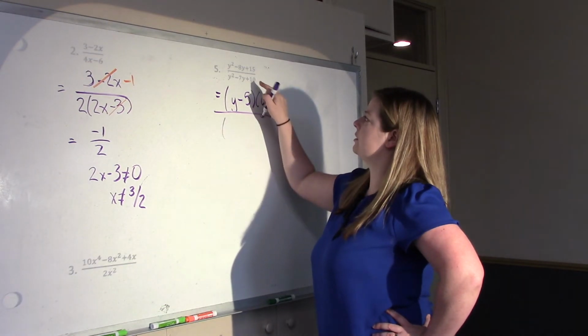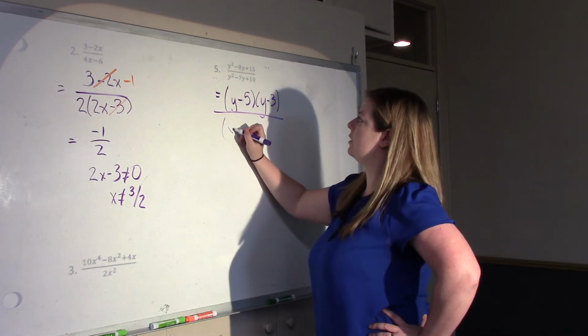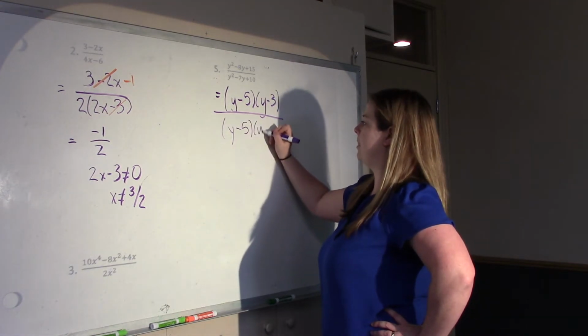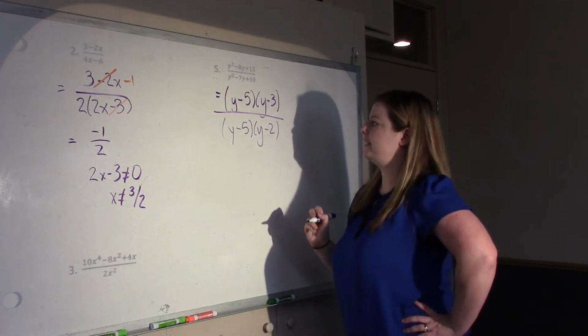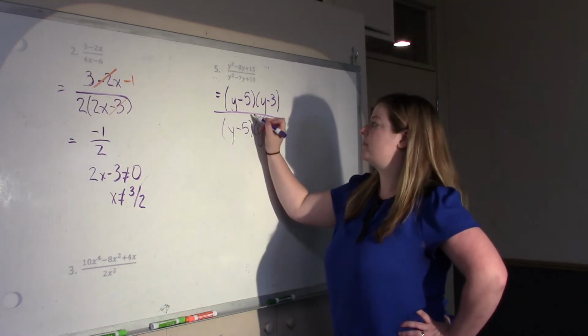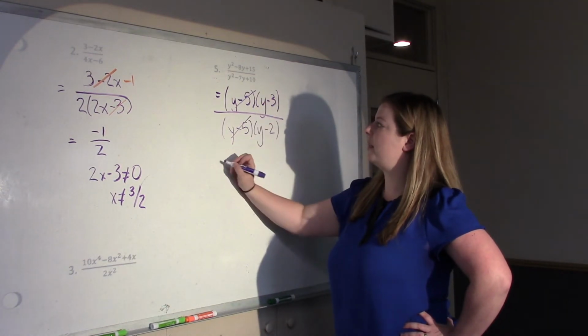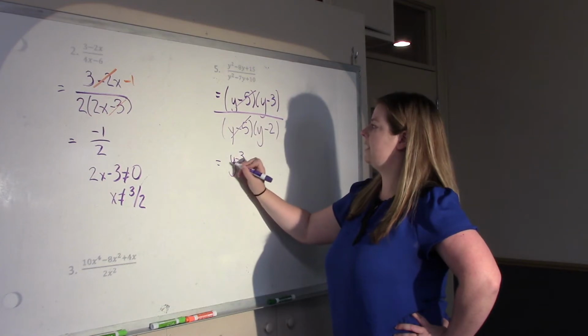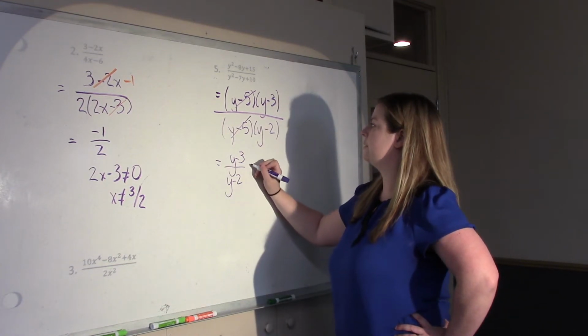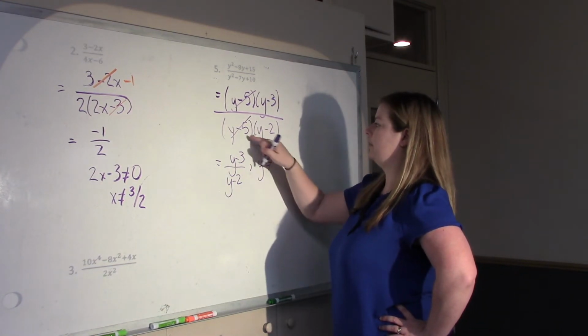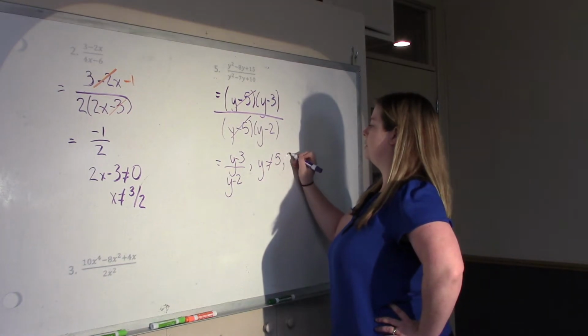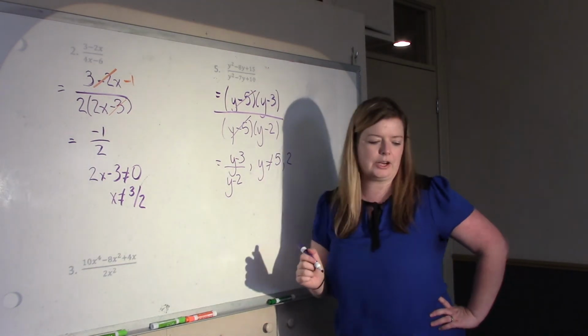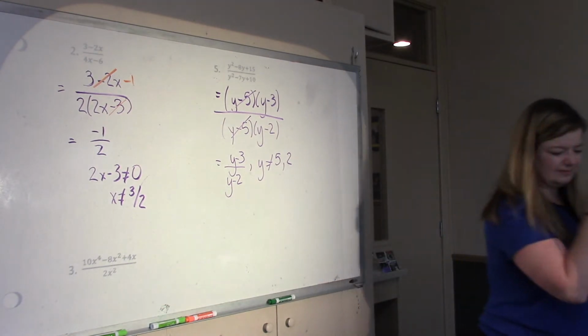And then two numbers that multiply to 10 and add to negative 7. So y minus 5, y minus 2. Y minus 5 is common to both the top and the bottom, so it gives you 1. So you're left with y minus 3 divided by y minus 2. But y cannot equal 5 or 2. There you go. Okay, one more example.